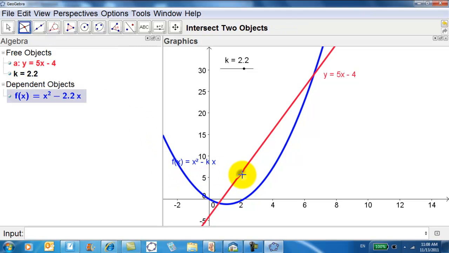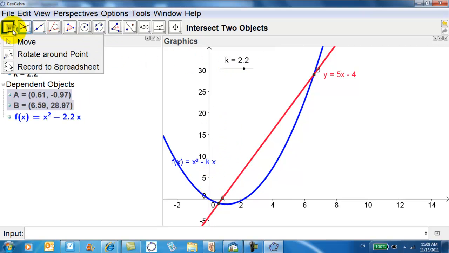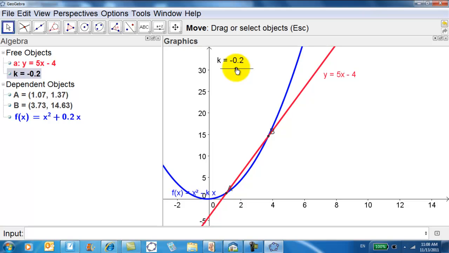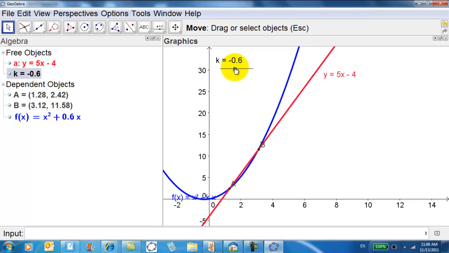Let's intersect these two. And we get points A and B. And we want those to be just one point. So maybe we can slide around the slider here now to make that happen. There we go, we're grabbing it, sliding it. And here we go, A becomes B right around there.